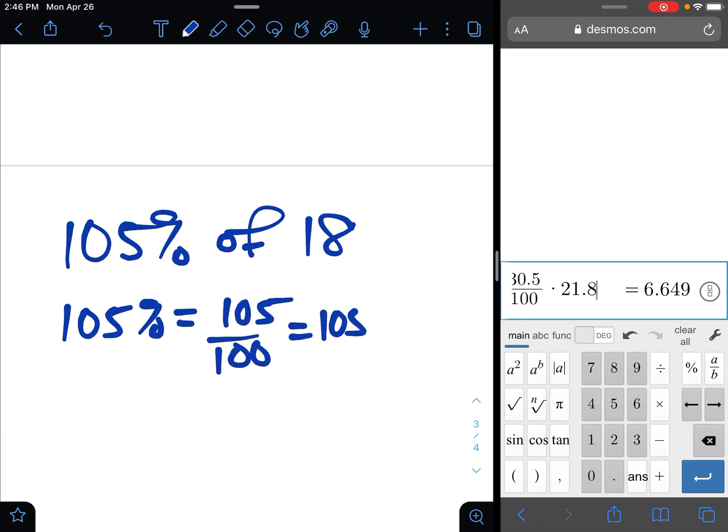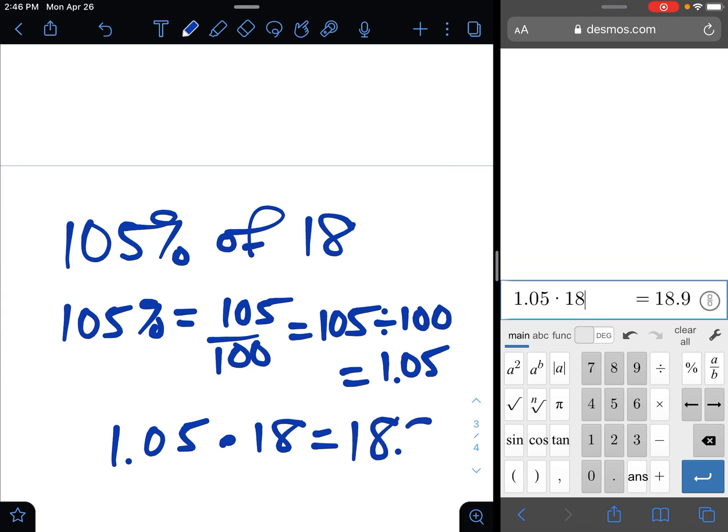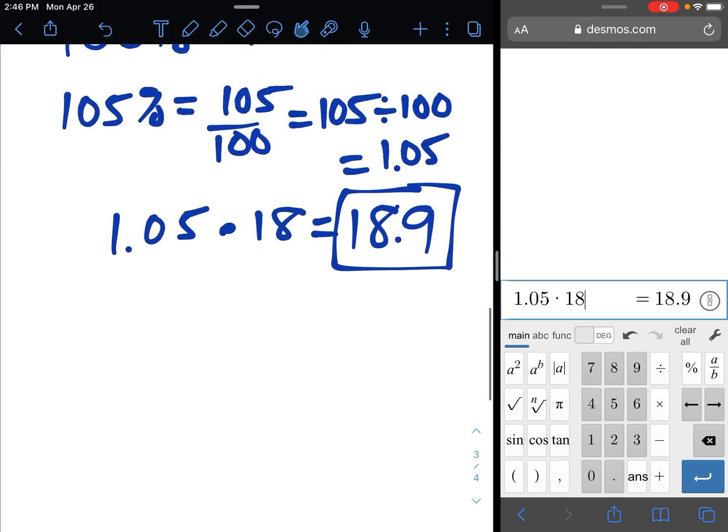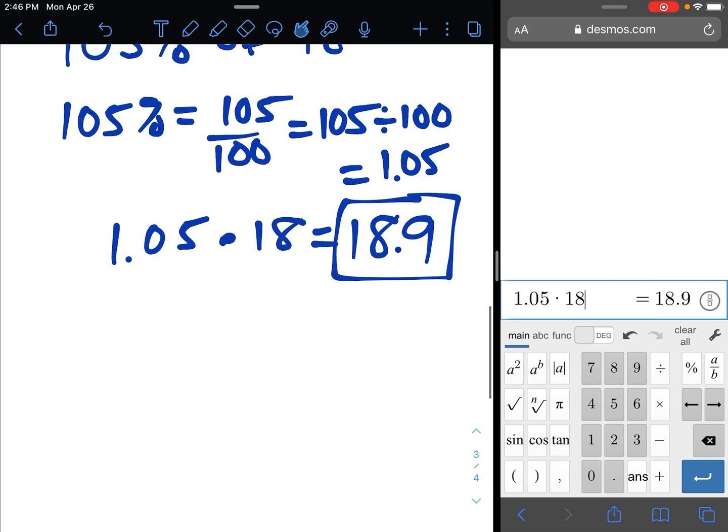As a fraction, we simply again divide the numerator by the denominator and we get 1.05, and then we can multiply that by 18. 1.05 times 18 will be our answer. So 1.05 times 18 gives you 18.9, and we shouldn't be surprised that it's bigger than 18 because the percent is bigger than 100%. That'll always happen when your percent's bigger than 100%, because 100% would be 18, so a bigger percent than 100% should be bigger than 18.